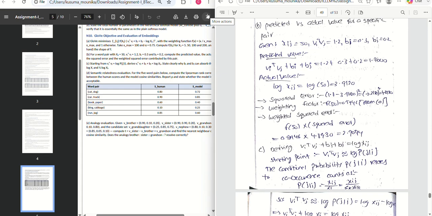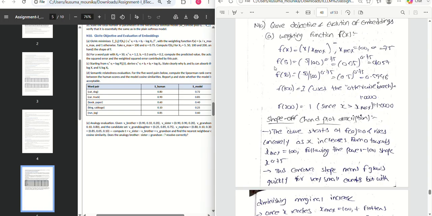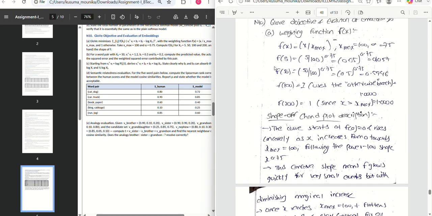Below objective and evolution of mx. And let us solve the first question. The weighting function is f of x, which is (x / x max) to the power alpha for x less than x max, and 1 otherwise.